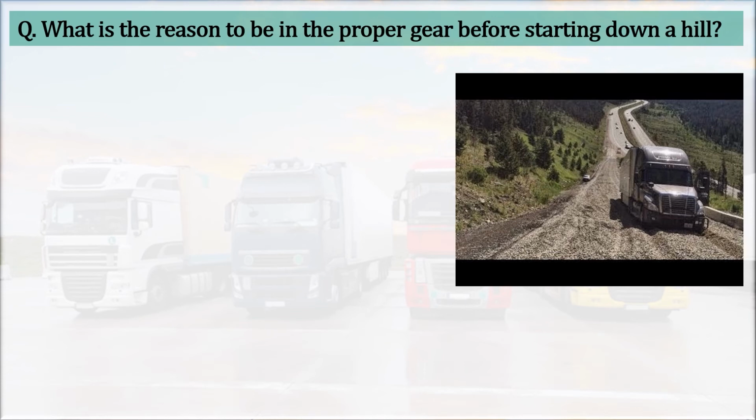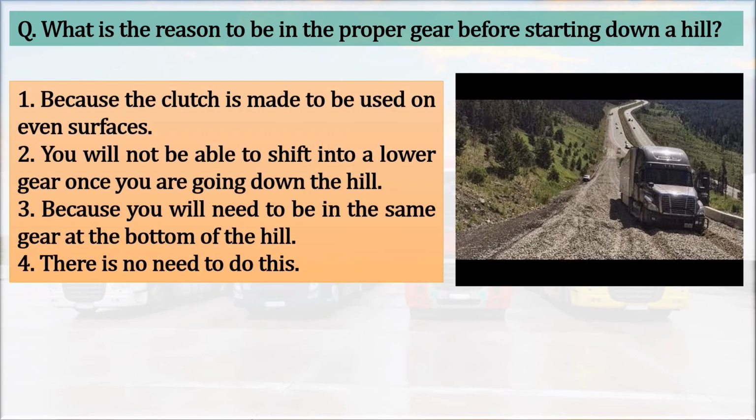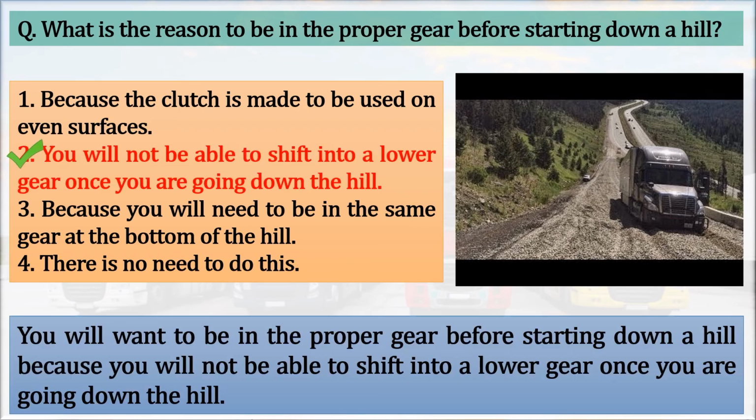Question: what is the reason to be in the proper gear before starting down a hill? Option number 1. Because the clutch is made to be used on even surfaces. Option number 2. You will not be able to shift into a lower gear once you are going down the hill. Option number 3. Because you will need to be in the same gear at the bottom of the hill. Option number 4. There is no need to do this. The answer is option number 2. You will not be able to shift into a lower gear once you are going down the hill.